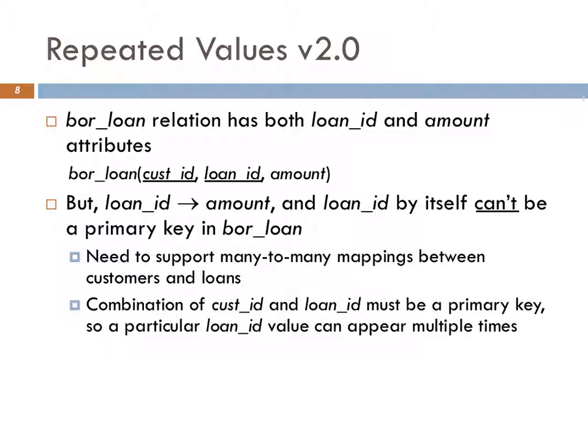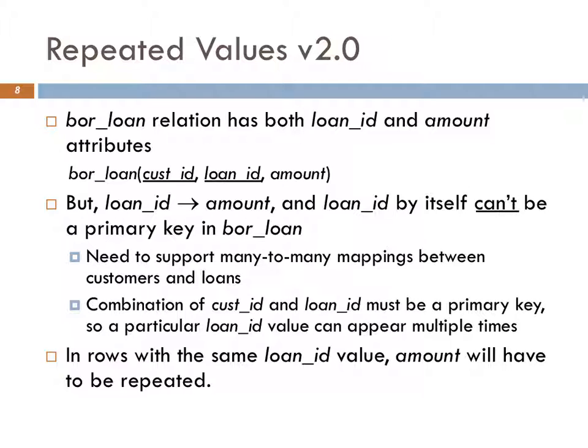Since this is the case, we're going to have the same loan ID, and I should say this is a potential because, of course, you could imagine a data set where every loan was owned by only one customer, but that doesn't mean there's still not a problem, right? I have the potential for the same loan ID to appear multiple times in this table, and if the same loan ID appears multiple times, then the amount has to be duplicated because of this functional dependency. Okay?